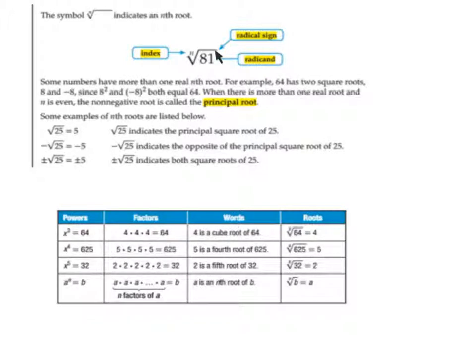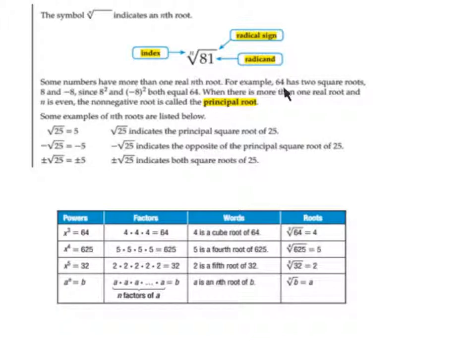We have the radical sign, the index, which if it's 2, a square root, usually we just leave it off. But you can't leave it off if you're doing cube root or fourth root. And then the number underneath the radical sign is called a radicand. And some numbers can have more than one real nth root.